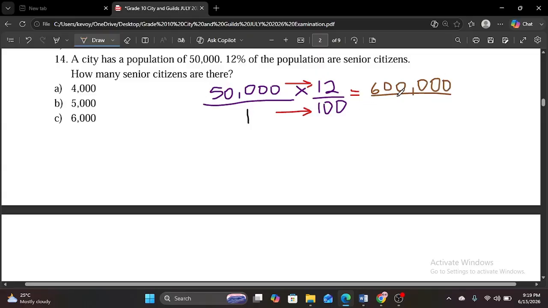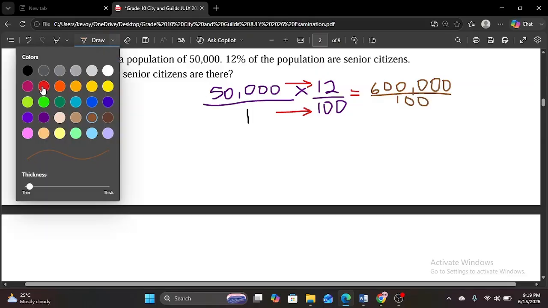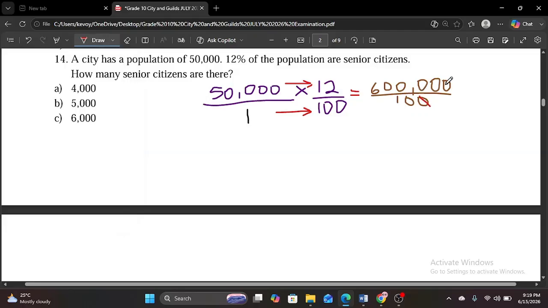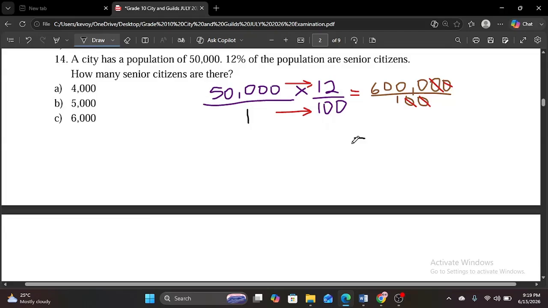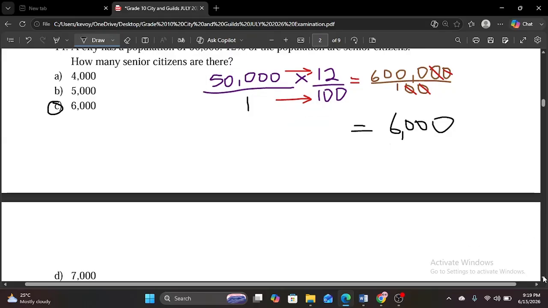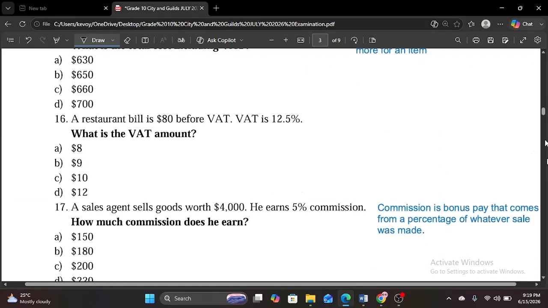And 1 times 100 is 100. So now we just eliminate our zeros. So that's going to be 1 from the bottom, 1 from the top, 1 from the bottom, 1 from the top. So what we have remaining is going to be 6,000. So that's going to be the senior citizens that are there. All right, so 6,000. Moving on to question 15.